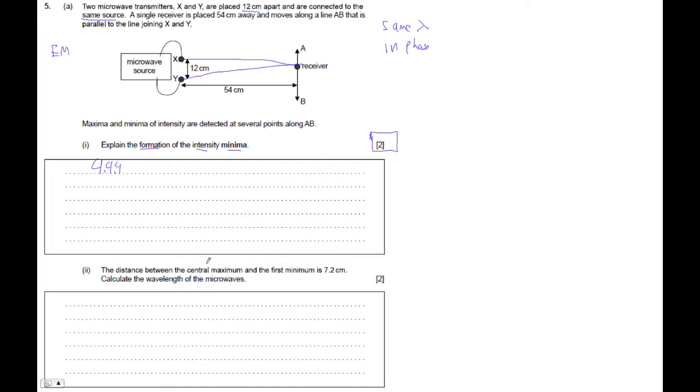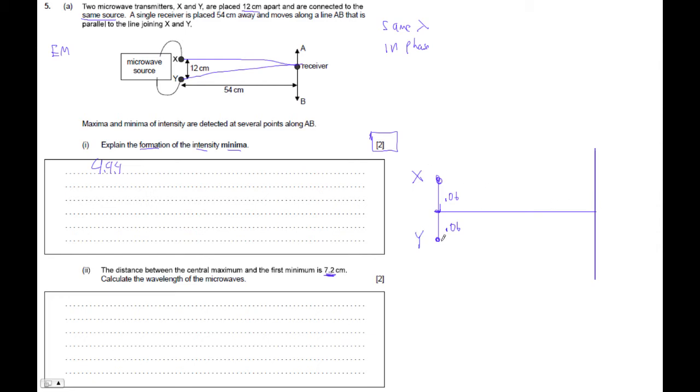And then it says the distance between the central maximum and the first minimum is 7.2 centimeters. Calculate the wavelength of the microwaves. Well, the way we did this last year was kind of like this. So here's X and here's Y, and this is 12 centimeters, so it's 0.06 and 0.06 to the center. And then we've got 54 centimeters there, and then we've got this line here, like that.